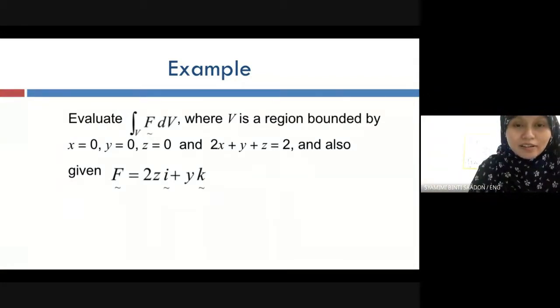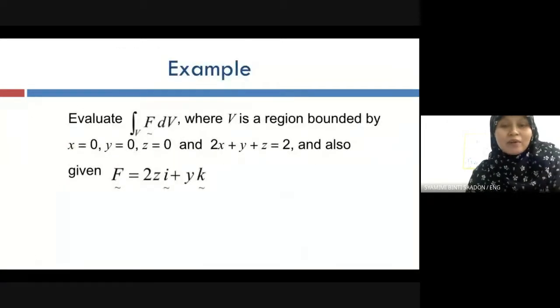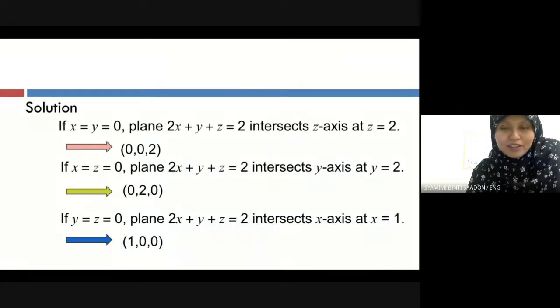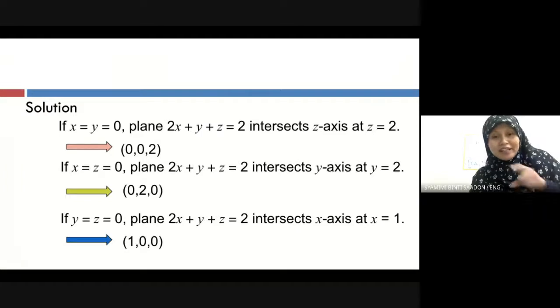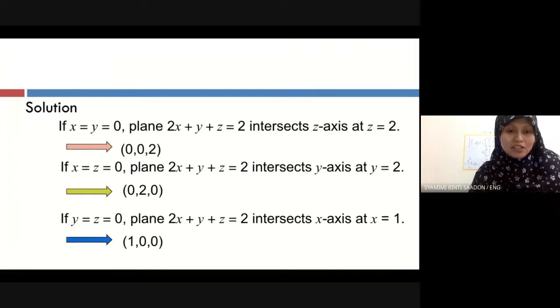Next example. Okay, this is explained. Evaluate ∫ vector f dV where V is a region bounded by x = 0, y = 0, z = 0 and 2x + y + z = 2, and also given the vector f is 2z + y. So, like the surface just now, dS, right? So here the volume, we have to first try to sketch the boundary condition.